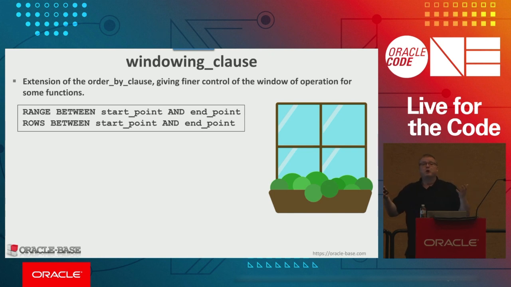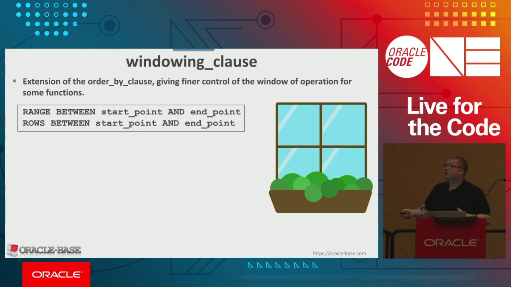So what's the purpose of the windowing clause? It's to reduce the size of the window of operation of the analytic function. Remember I said that the analytic function applies to the whole partition or to the whole result set if it's not partitioned? Well, what we can do with the windowing function is actually reduce that size further. So if there's a need, we can actually say, I want this to be applied to a smaller subset of the rows in the partition.